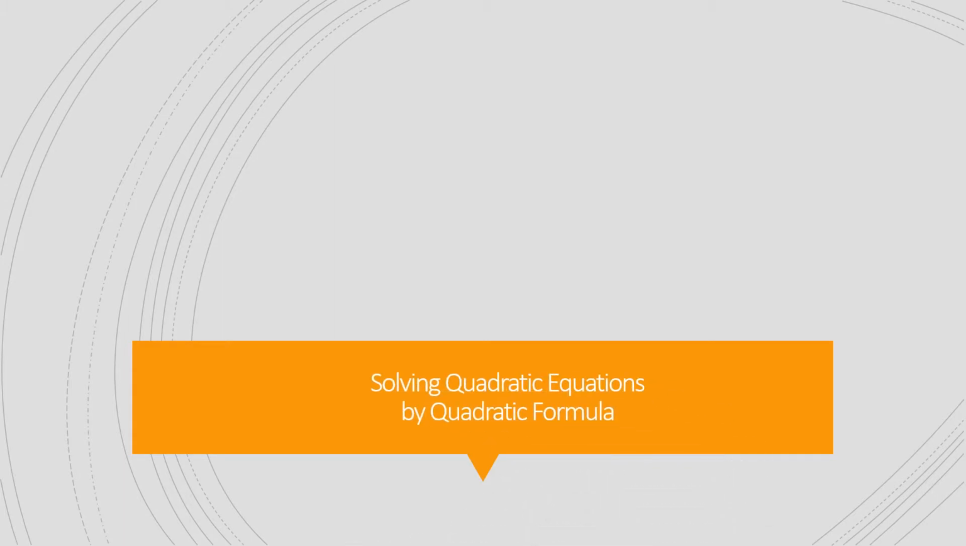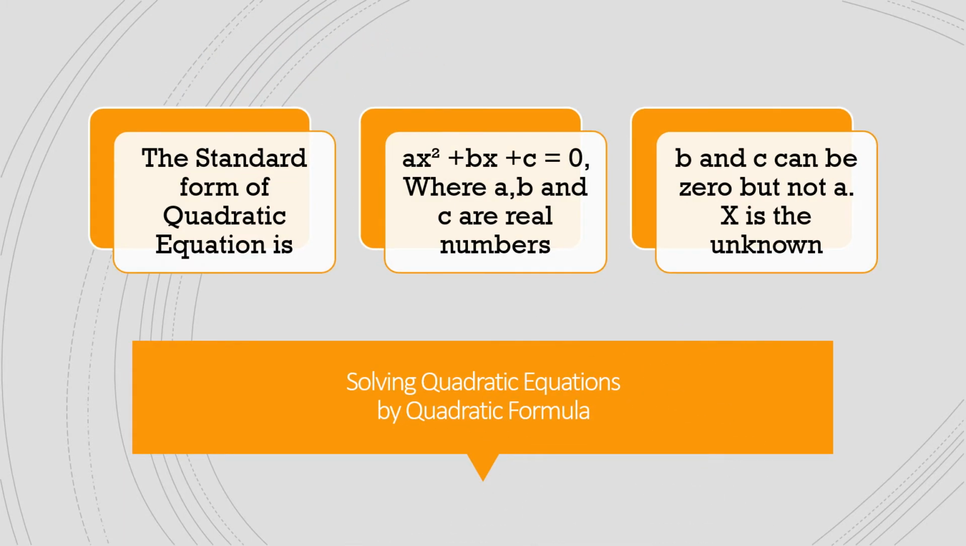But before that, let us recall about quadratic equations. The standard form of a quadratic equation is ax squared plus bx plus c is equal to 0, where a, b, and c are real numbers. B and C can be 0 but not A, because if A is 0, it's no longer a quadratic equation. X is the unknown. That's what we're going to solve using the quadratic formula.